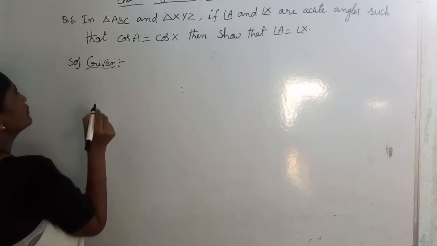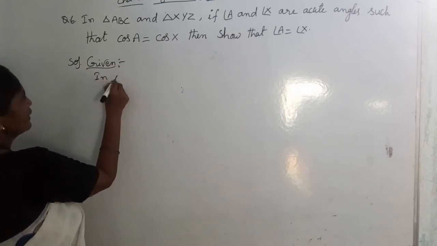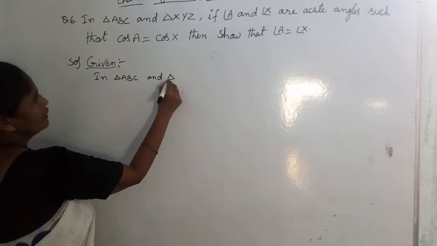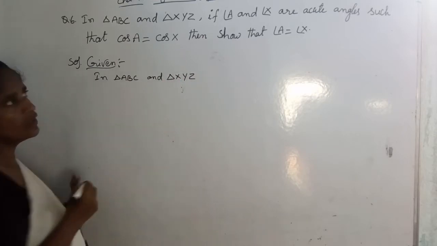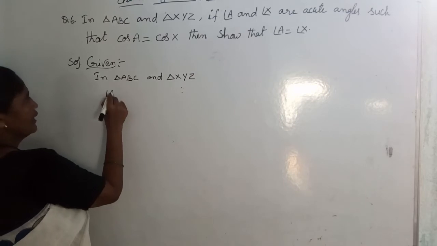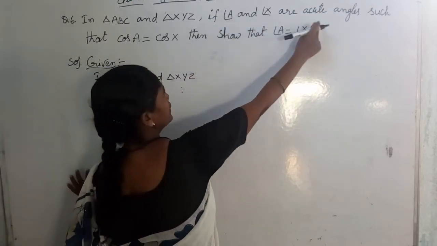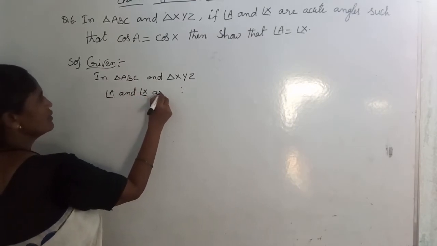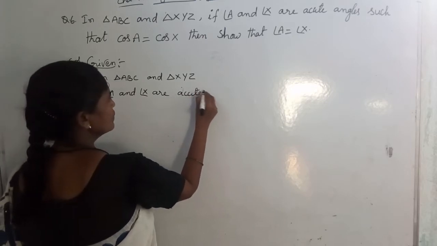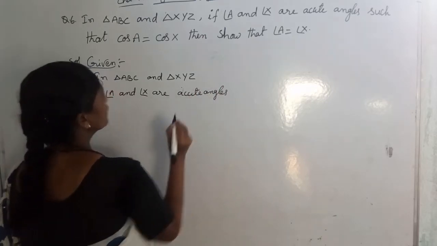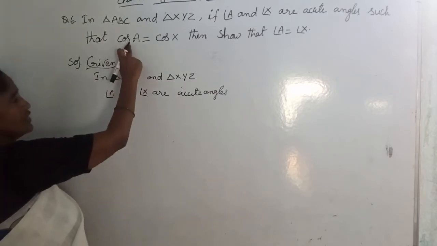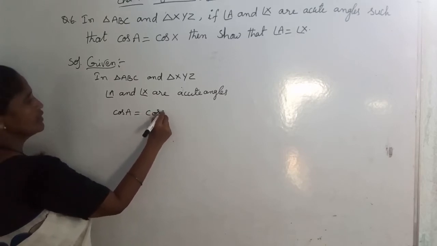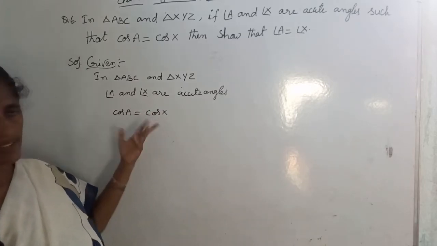Given in triangle ABC and triangle XYZ, angle A and angle X are acute angles, and cos A is equal to cos X also is given. A and X are acute angles already given.